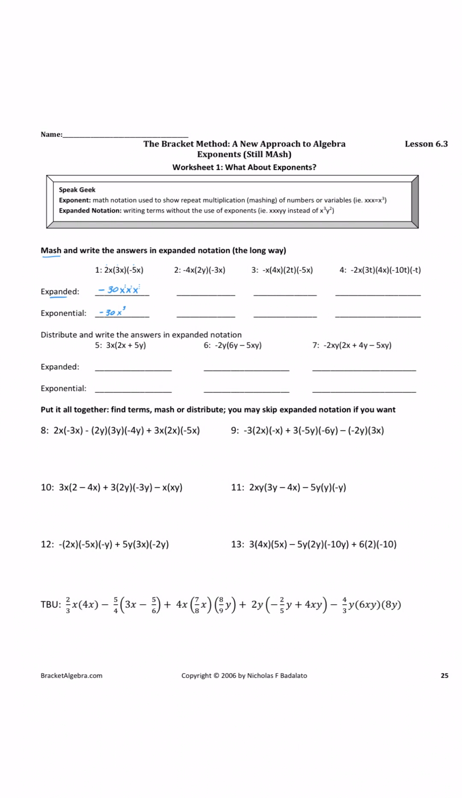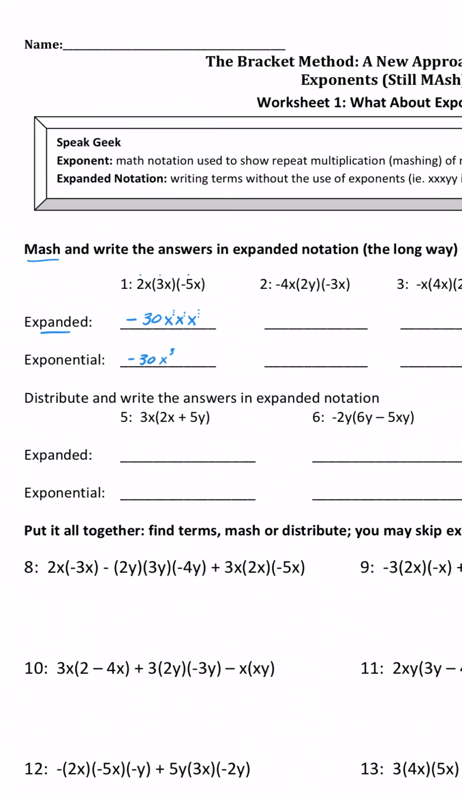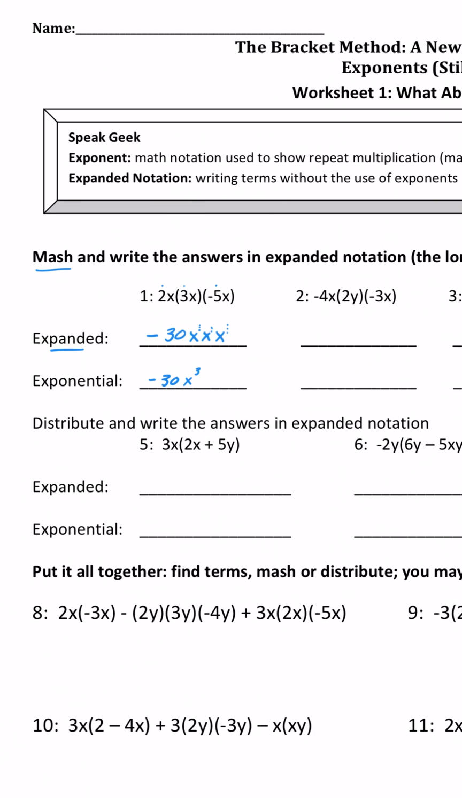Okay, let's do number 5 now. This is a little different because now we're dealing with distributive property or multiplication. So again, we do our rules. 2 in the house, we're distributing a 3x. First arrow, no negatives, so the whole thing is positive.